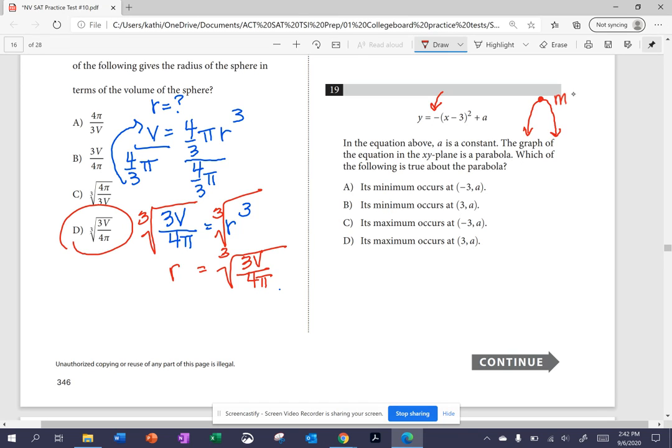So this is a maximum here. So I'm not talking about a minimum. And then my maximum is here, H, and here is K. So this is H equals 3, so it is not -3, and K equals A. So answer choice D.